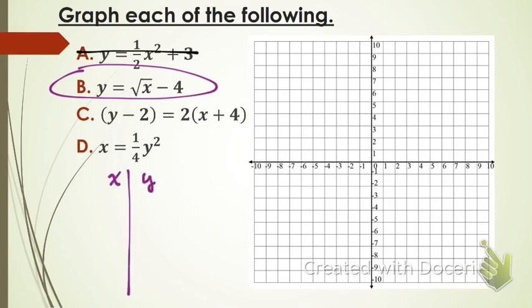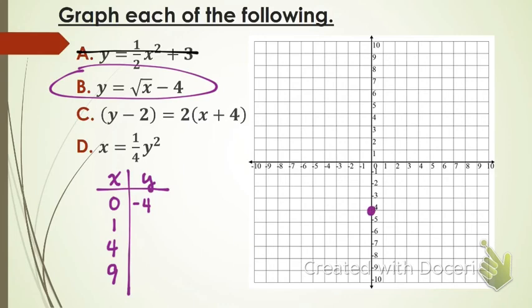what kind of inputs do I like to use for this? 0, 1, 4, 9. Why do I like those? Easy square roots. There's nothing magic about those numbers. I'm just trying to make my own life easier here. So I square root it first, and then I subtract 4. What's my first output? -4. So 0, -4.